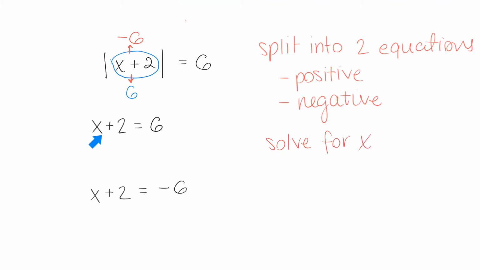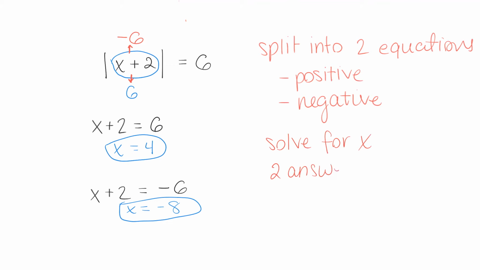So if we look right here, what plus 2 equals 6? Well, if we subtract 2 from both sides, we get x equals 4. And if we come down here, what plus 2 equals negative 6? Subtract 2 from both sides, and we get negative 8. So we have two answers for this. And if I check them, they both should work.